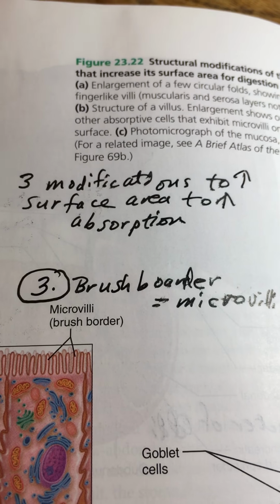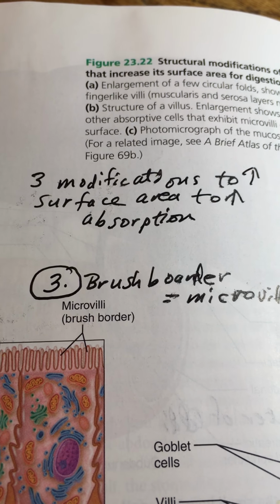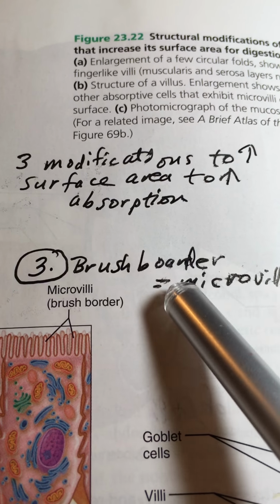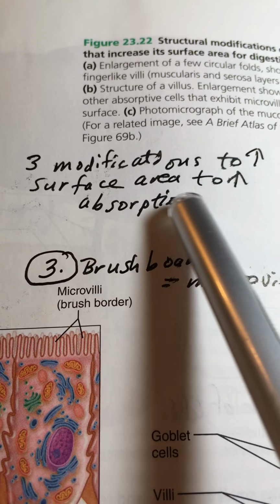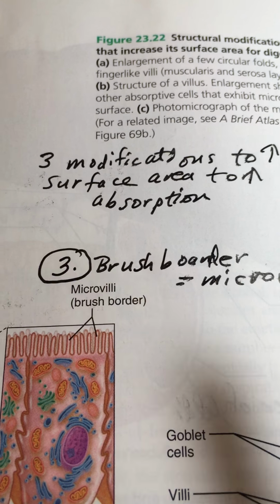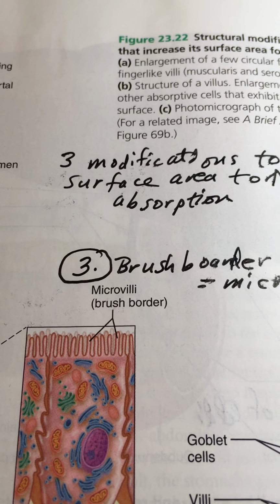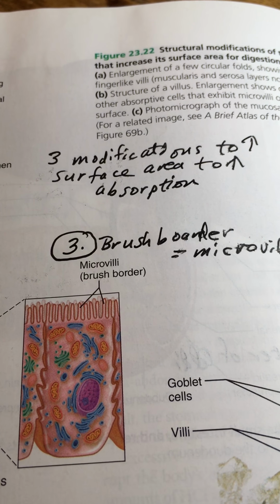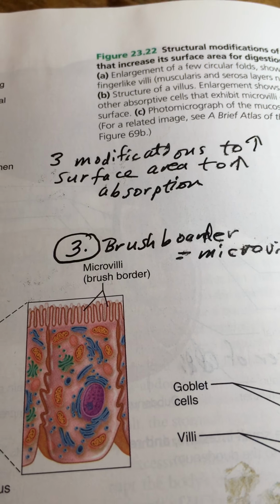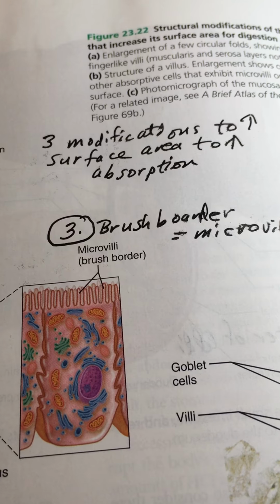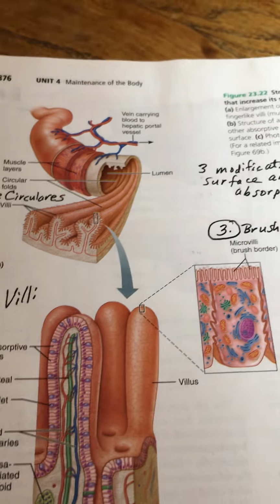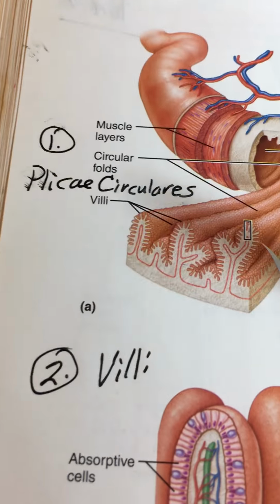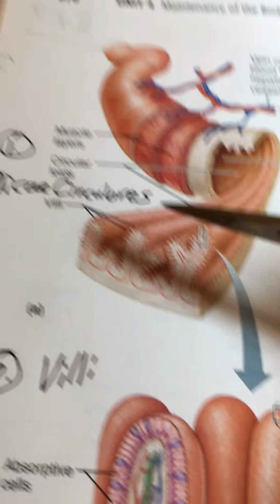So that's the general structure, and then we have a 1, 2, 3 here. There are 3 levels of modification that basically increase the surface area in order to increase absorption. The whole idea here is that we want to absorb that which we have eaten after it's been metabolized by the enzymes. So we'll talk about enzymes in a moment, but first we have to consider here the surface area.